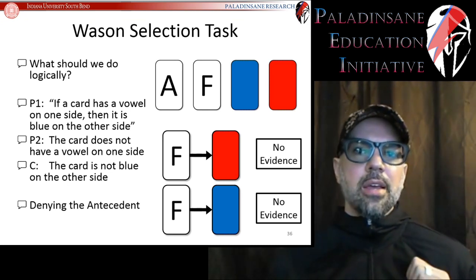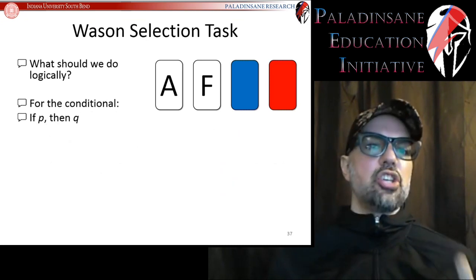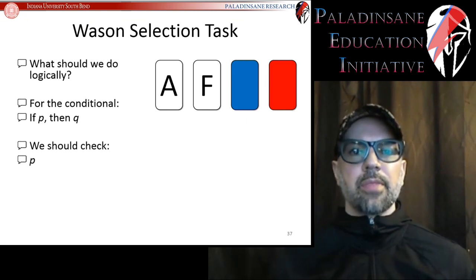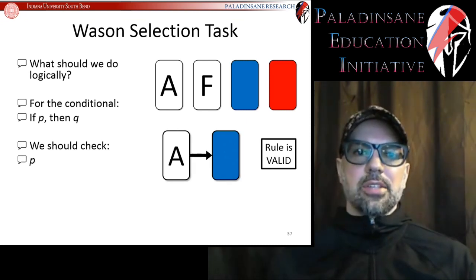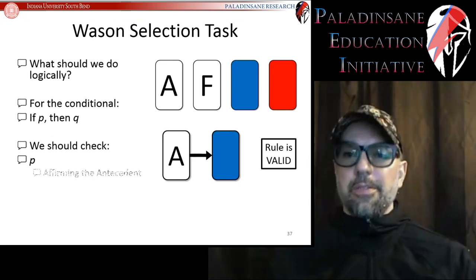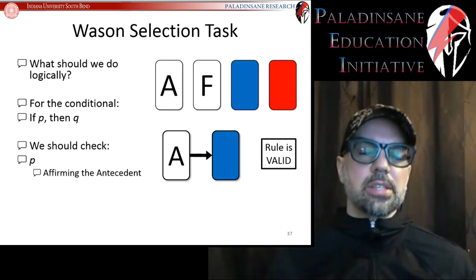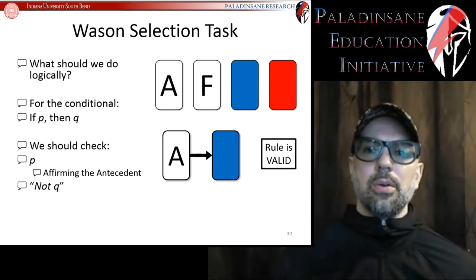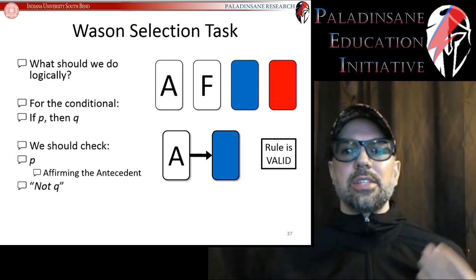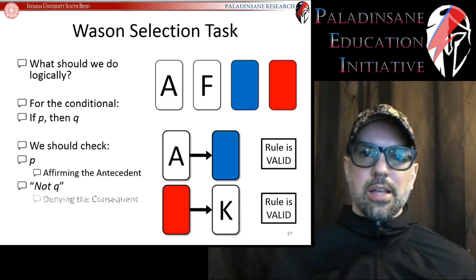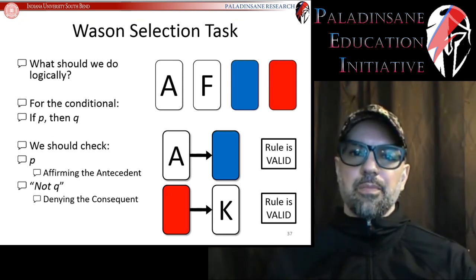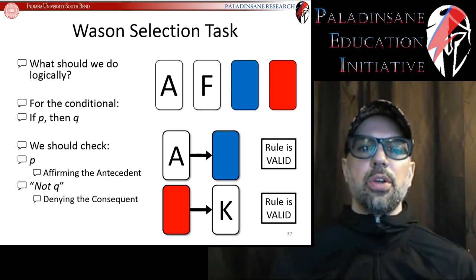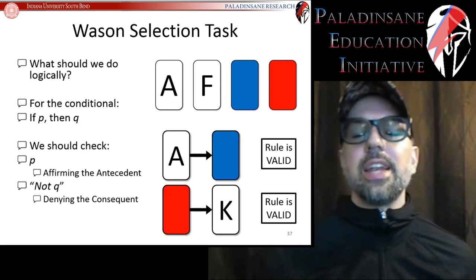So for the conditional in general, if P then Q, we should check P and see whether or not it has Q on the other side, and that is affirming the antecedent. That's doing the second premise of the affirming the antecedent valid argument. And we should also check not Q, where Q is false. That is the denying the consequent second premise in this particular example. That's the only other valid argument. So those are the two that we should choose. We should choose P and we should choose not Q.